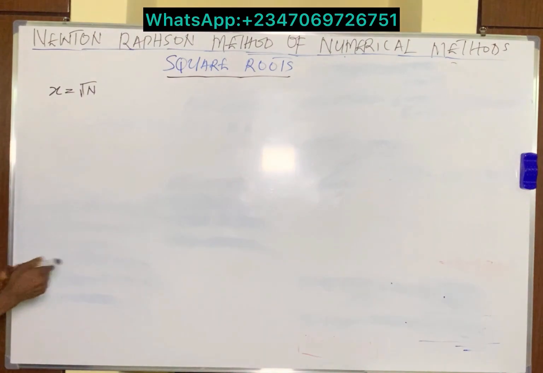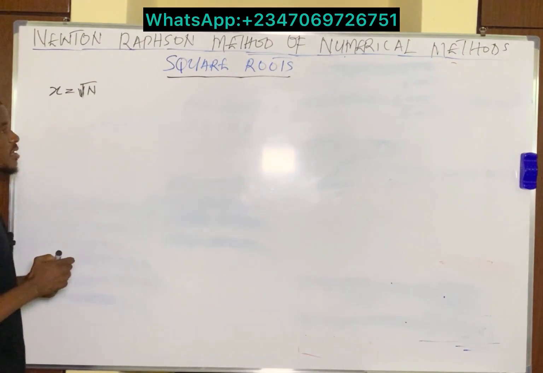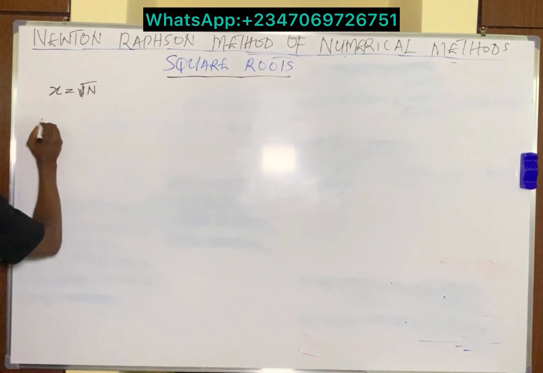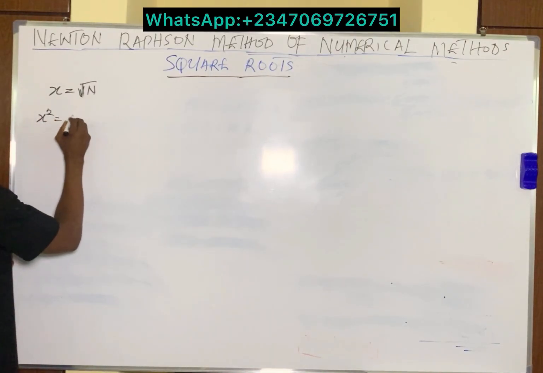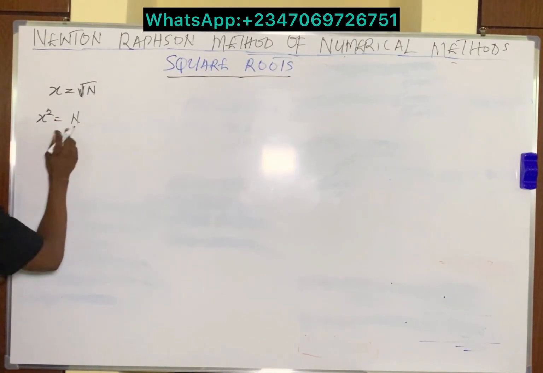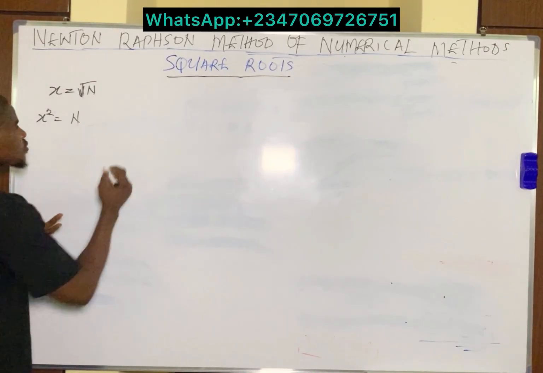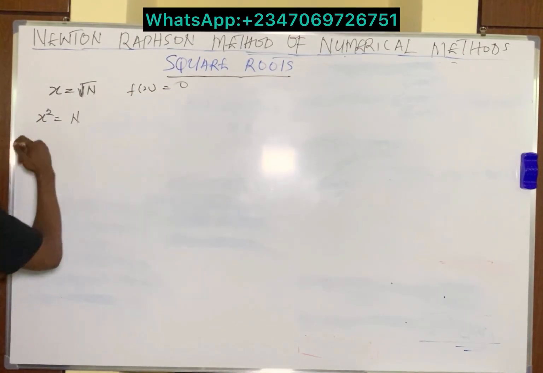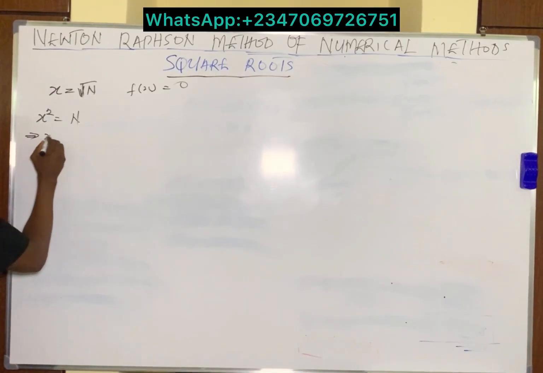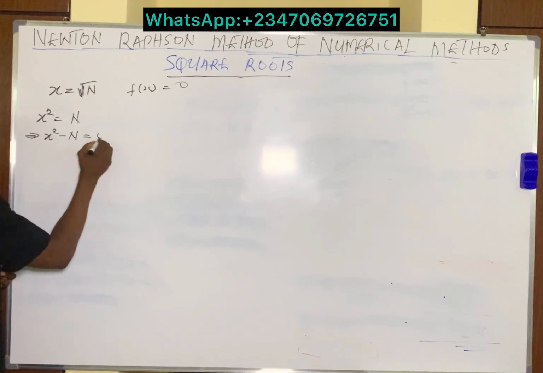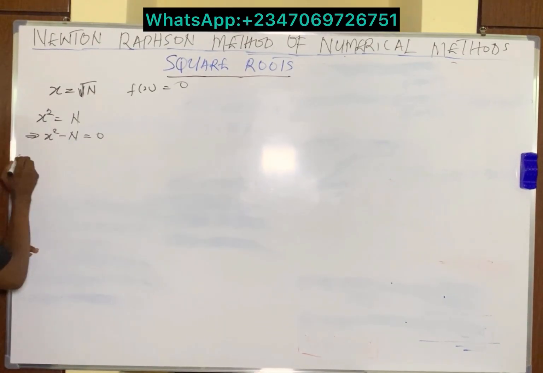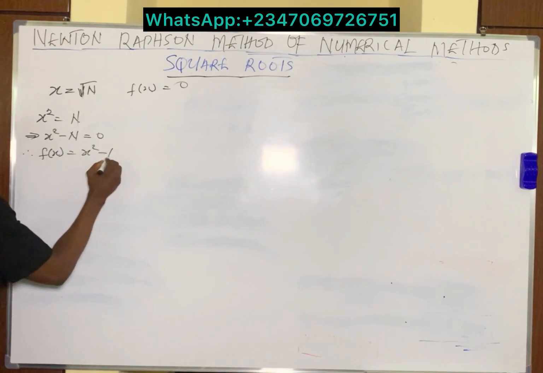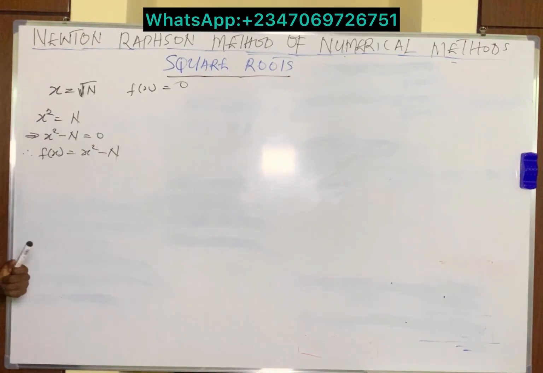Now, in order to do this, the first thing to do is to eliminate what? This square root, right? Now, to do that, we simply take the square of both sides. So we are simply going to have x squared is equal to n. Now, you can simply send n over to this side just to make this equation of the form f of x equal to 0. So if we send n over here, this simply implies that x squared minus n is equal to 0. So we've gotten our function. Therefore, we can simply have that f of x is x squared minus n.